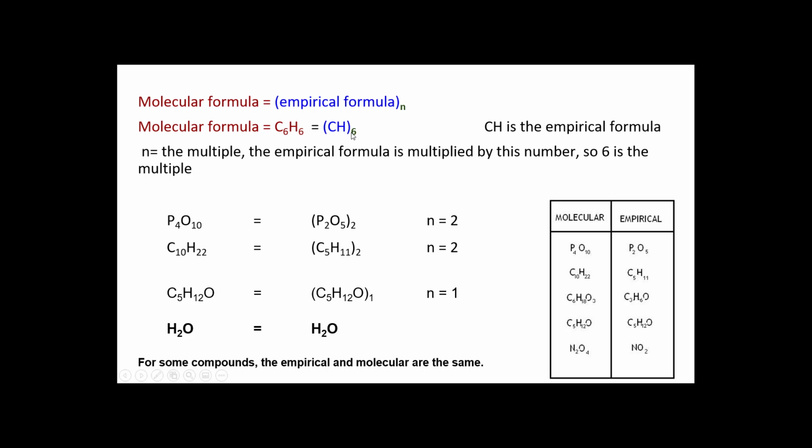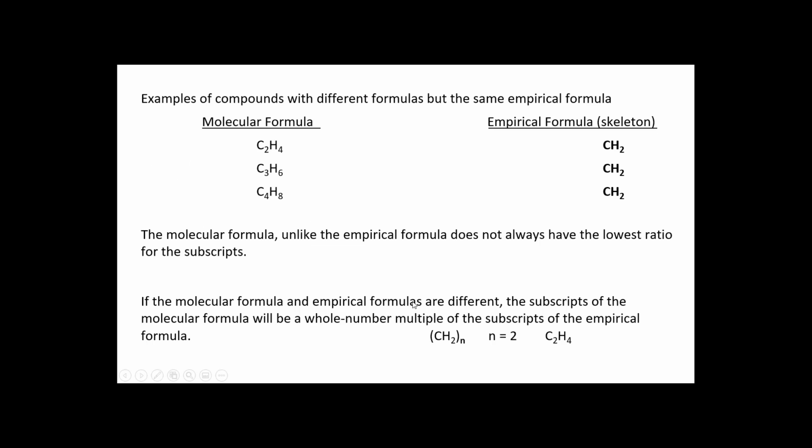So I have an example here. The 6 is multiplied by the carbon. The 6 is also multiplied by the hydrogen, and that gives you the molecular formula, but the empirical begins with the CH. And here are just some examples for you to see.